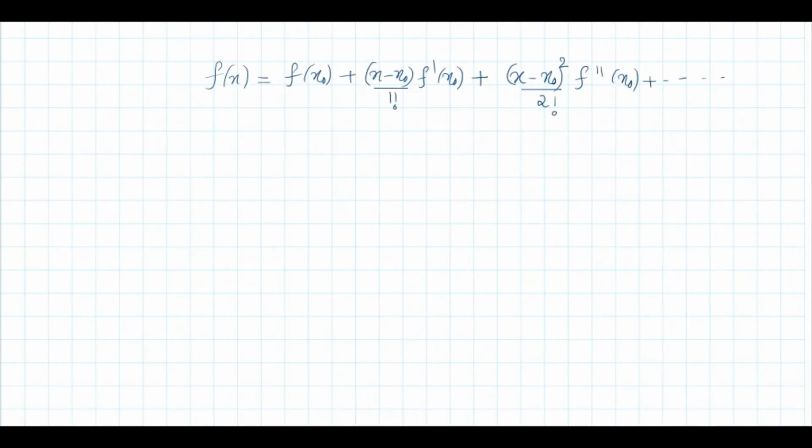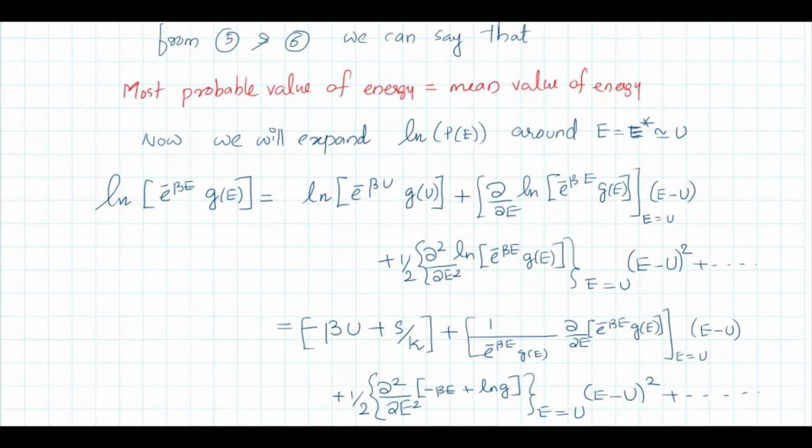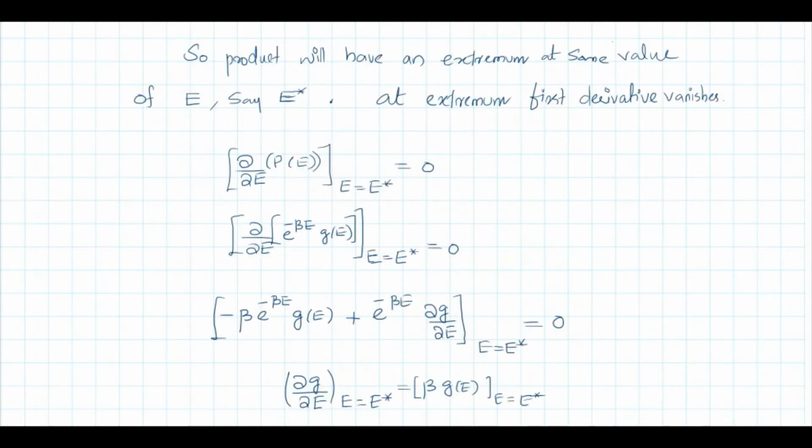Now this I can write as the logarithm of the left-hand side, logarithm of e raised to minus beta E g of E, equal to minus beta (U minus TS) as the first term, plus 0. Why plus 0? Because you know that the derivative of e raised to minus beta E g of E evaluated at E equal to E star is 0. And E star and U are the same. So this quantity evaluated at E equal to U will also be 0.